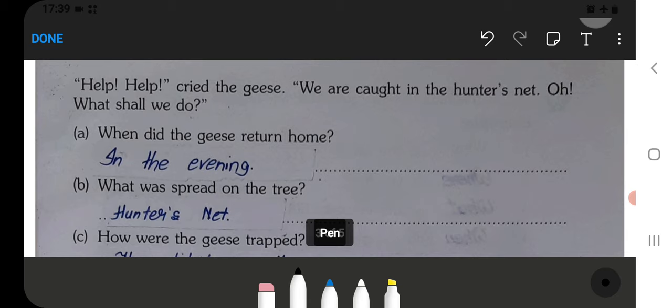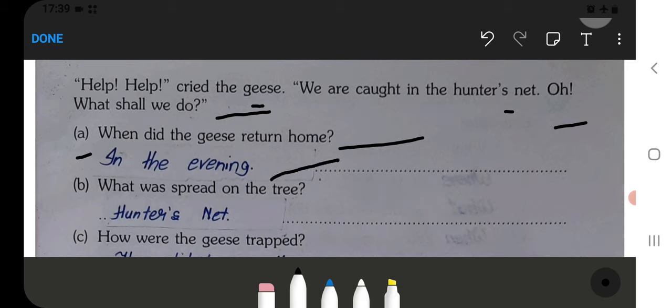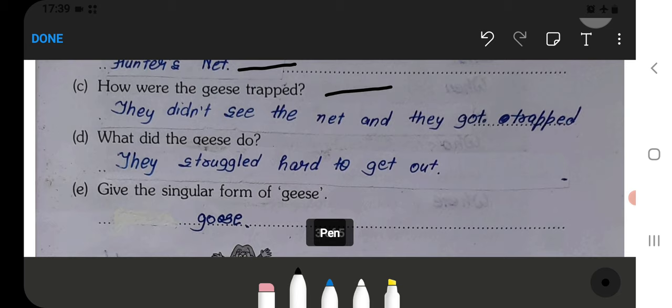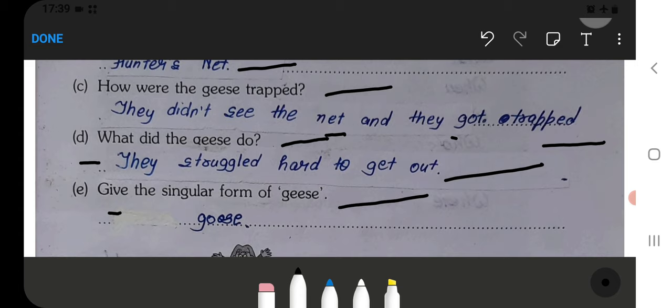Help, cried the geese, we are caught in the hunter's net. Oh, what shall we do? When did the geese return home? In the evening. What was spread on the tree? Hunter's net. How were the geese trapped? They didn't see the net and they got trapped. What did the geese do? They struggled hard to get out. Give the singular form of geese: goose.